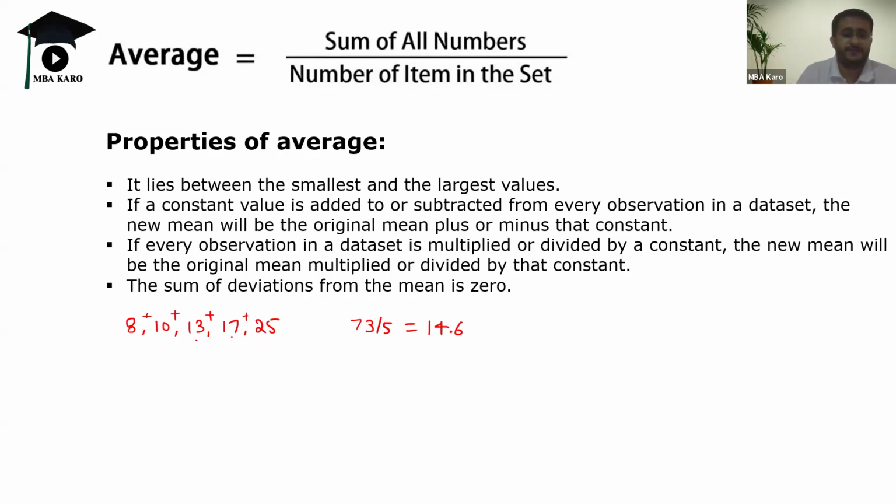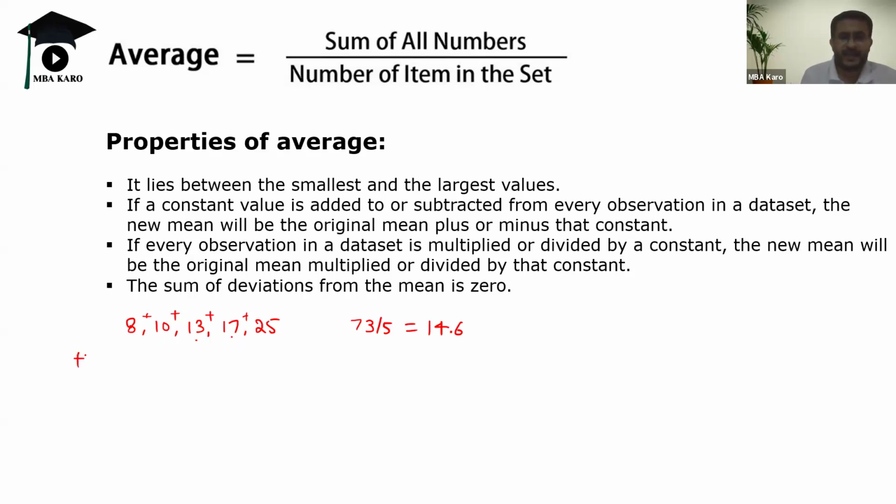Then the next thing is, if a constant value is added or subtracted from every observation in a data set, the new mean will be the original mean plus or minus that constant. Okay. So it says that if you add or subtract any number, then the average will be increased or decreased by that number. Okay. So let me add a number to all these numbers, and you do the same process by subtracting it.